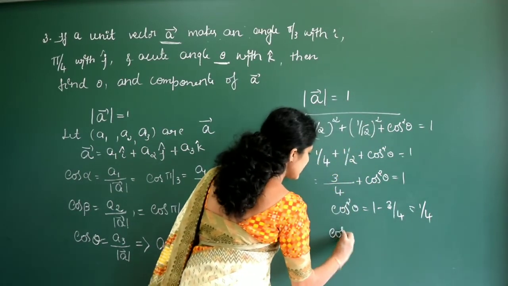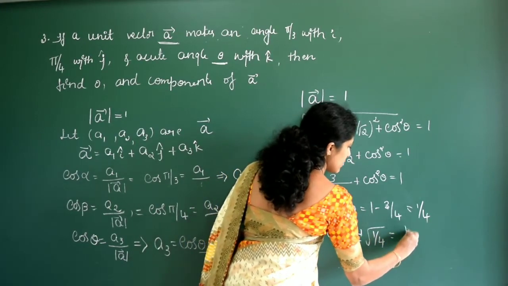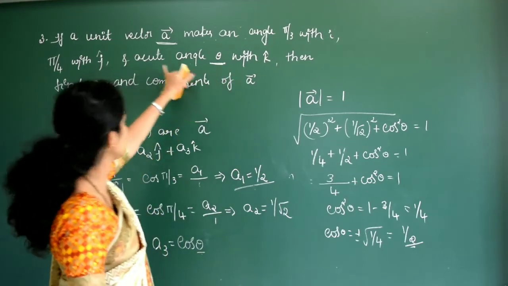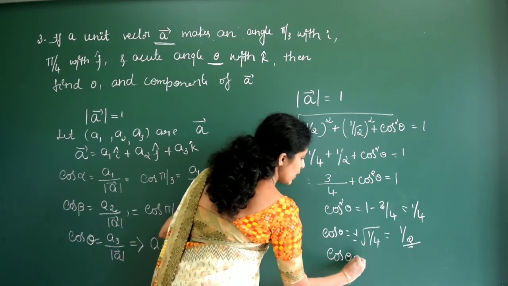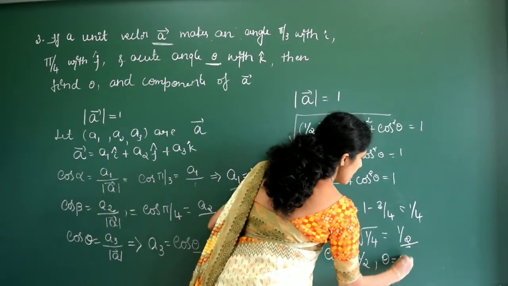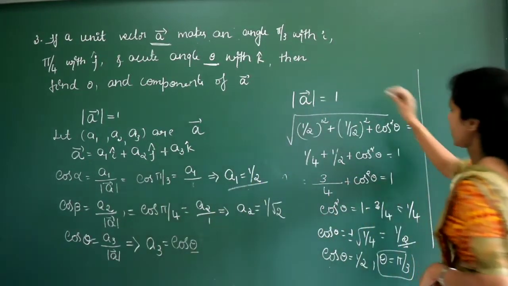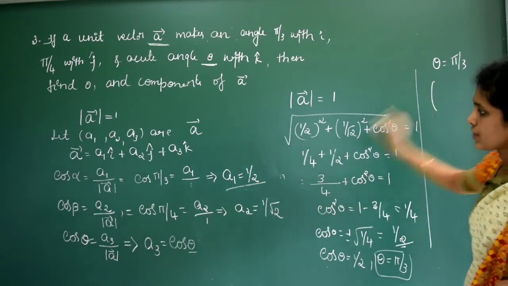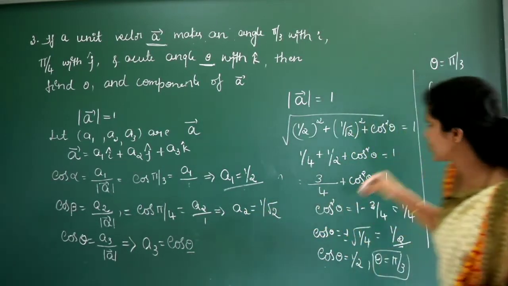So cos theta is equal to plus or minus root of 1 by 4, which is 1 by 2, plus or minus. But it is considered as an acute angle, so it is positive. So we will consider cos theta is equal to 1 by 2. Now what is the possible angle? Cos theta is 1 by 2 means theta is equal to pi by 3. Clear? So the final answer: the acute angle theta is equal to pi by 3, and the components are A1 is 1 by 2, A2 is 1 by root 2.